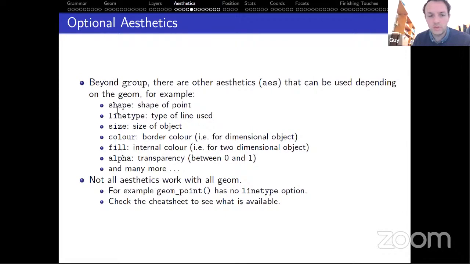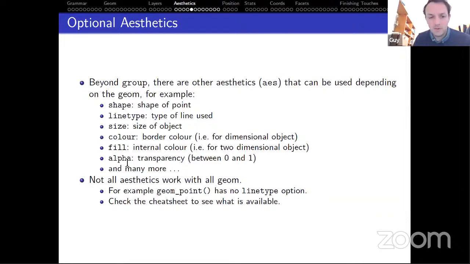So for example, we talked a little bit about this before, that we could change the shape of a point, the line type being used, the size of the object, the color or the fill. These can be a bit confusing, but the color is like the border color of the object. When we have a one-dimensional object like a line, we can usually use the color, but we can't use the fill. The fill is for the internal color of the object when it's two-dimensional. So for a point, we can define the color, which is the border color of the point, and then the internal color of the point using the fill. We can make them different if we want.